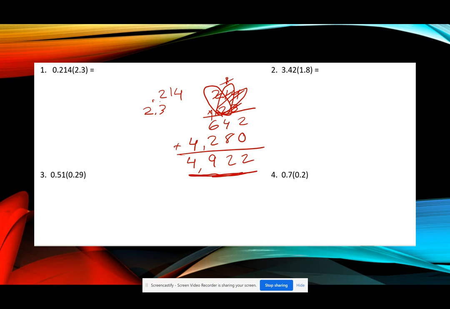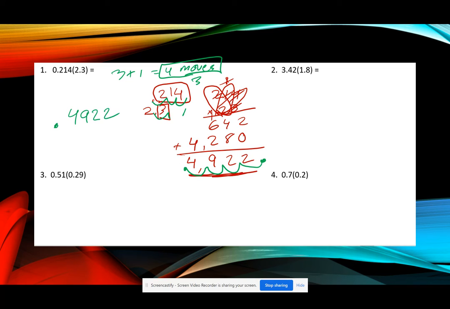So I have to pay attention to how many places after the decimal point I have. In other words, if I were to move this decimal point all the way to the right, 1, 2, 3. All right, so I moved it 3 times here, and 1 time here. 3 plus 1 for a total of 4 moves. And so that's how many places I need to move the decimal point from right to left. We're doing the opposite, so going left, we're going to be going 1, 2, 3, 4 moves to the left. And so my new product would be 0.4922.